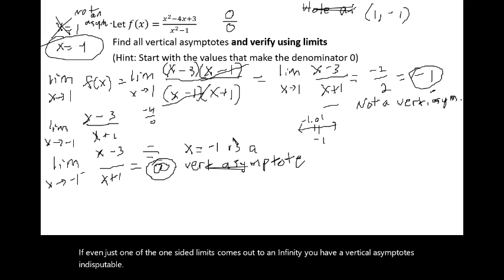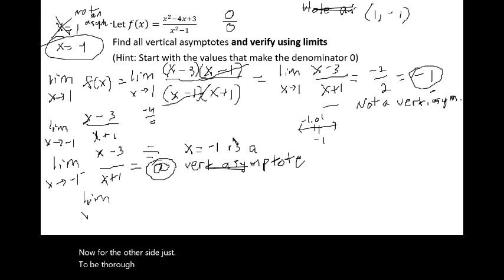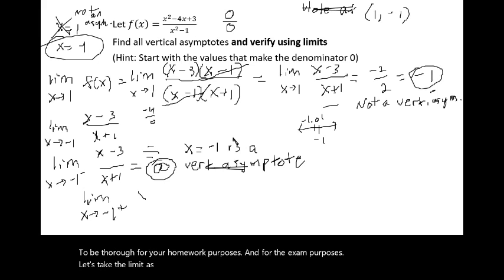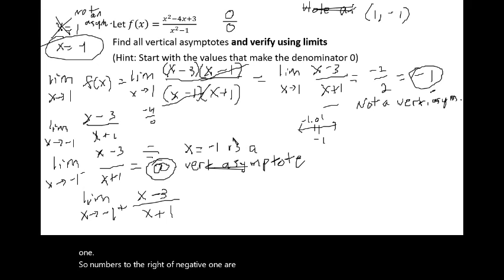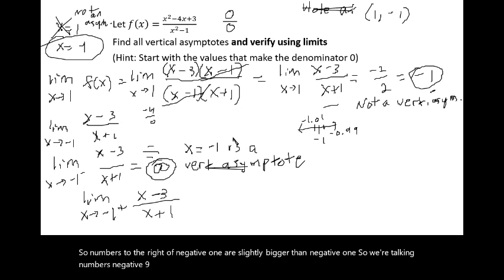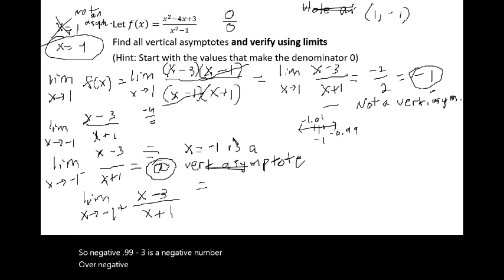Now, for the other side, just to be thorough for your homework purposes and for the exam purposes, let's take the limit as x approaches negative 1 from the right of x minus 3 over x plus 1. So numbers to the right of negative 1 are slightly bigger than negative 1. So we're talking numbers like negative 0.99. So plug in negative 0.99 mentally or on a calculator and see what happens. Negative 0.99 minus 3 is a negative number, over negative 0.99 plus 1, which is a positive number. Negative divided by a positive is a negative number, so negative infinity.